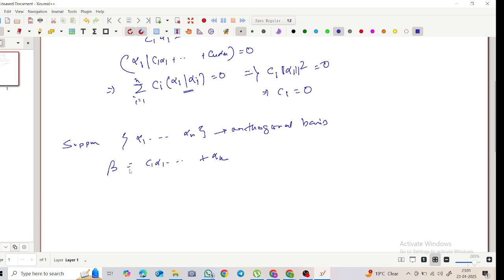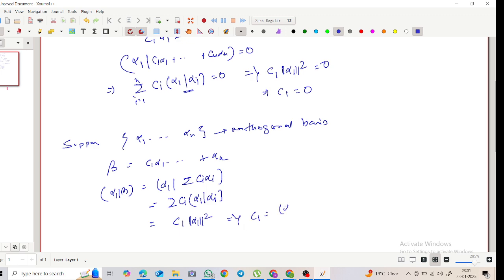Now, see what we are going to do. Just take the inner product of alpha 1 with beta, and let's see what you get. What is this? Again, summation Ci alpha 1 inner product alpha I. This is an orthogonal basis, so only the I equal to 1 term will survive. Thus you get C1 norm alpha 1 square, right? So you get C1 is basically alpha 1 inner product beta by norm alpha 1 square.